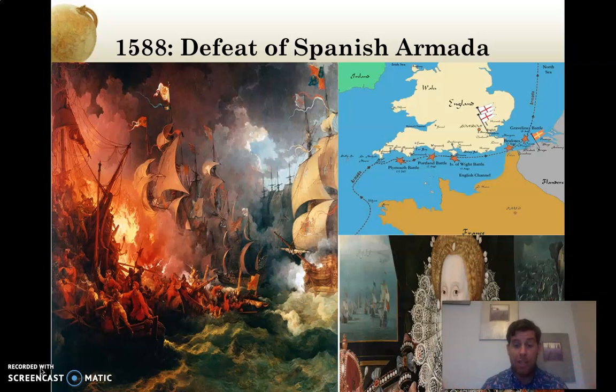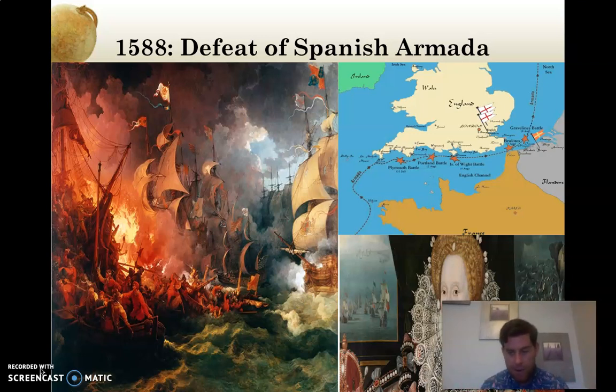And remember, I mentioned that Spain is the most powerful economic and military force in Europe after the discovery of the New World. And in 1588, they launch an armada, possibly the largest European fleet ever assembled up to that point, to invade England. And the ruler of England at this time is Elizabeth I. You can see her picture down there.